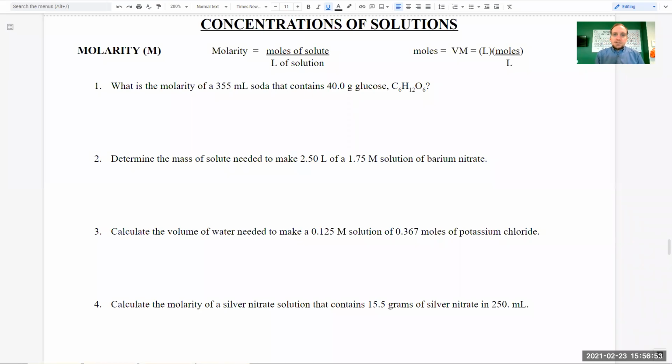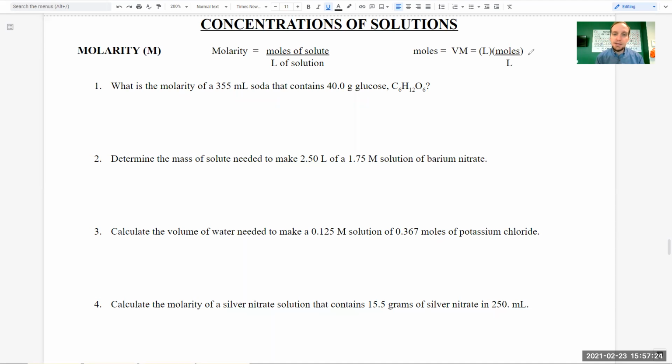Now that we have a good grasp as to what solutions are, how they're made, how to determine whether something will be soluble or not, and even how to read the graphs to determine the change of solubility, which is dependent on temperature, what we need to do now is basically be able to quantify just how saturated or unsaturated a solution is, and we do that by determining its concentration.